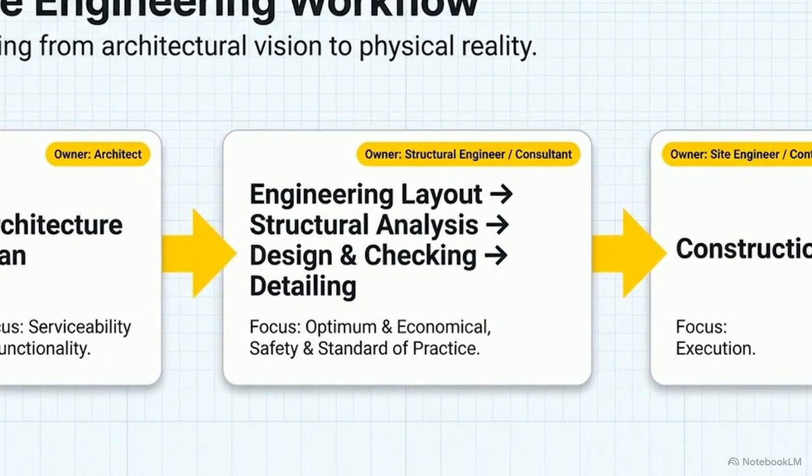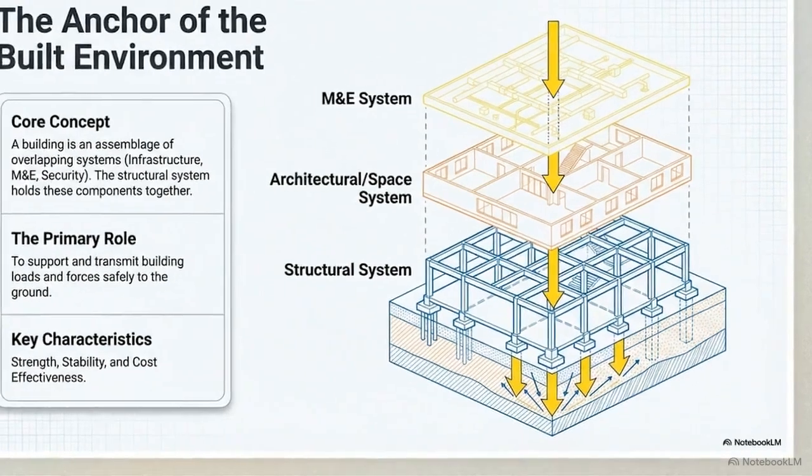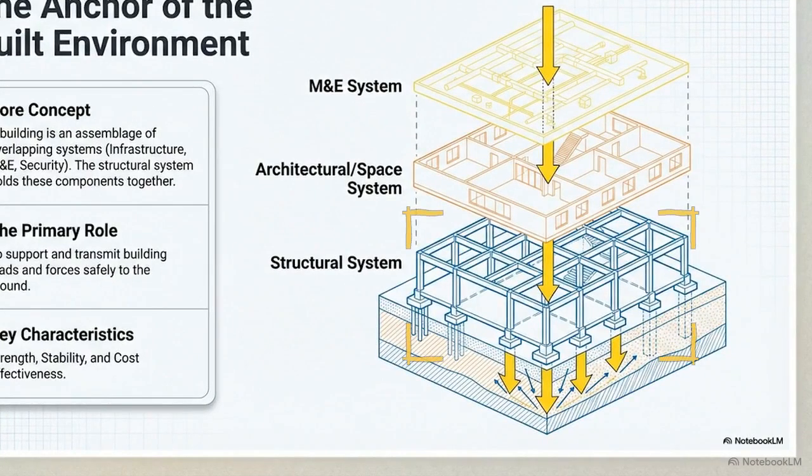Moving from a vision to a physical reality requires passing the design to structural engineers, who must calculate for safety, standard of practice, and optimum economy. A completed building is an assemblage of overlapping systems. Above the spatial system, the M&E system manages air, water, and power. To keep these suspended, the bottom anchor layer, the structural system, collects all accumulated loads and safely transmits those forces straight down into the earth.